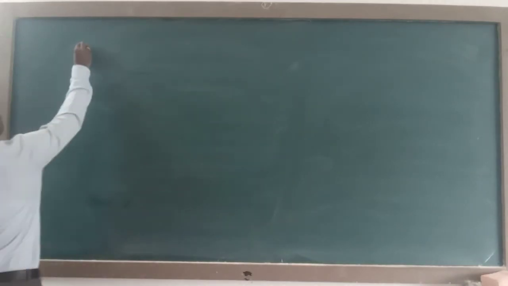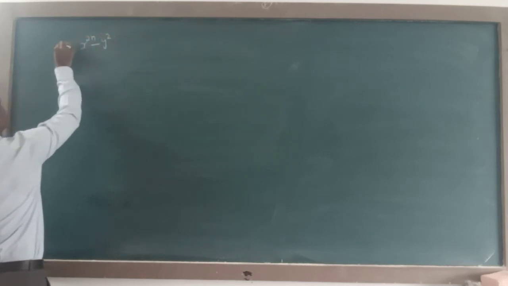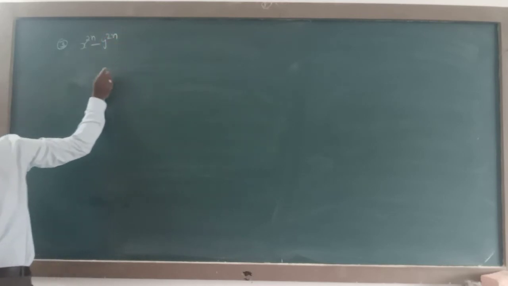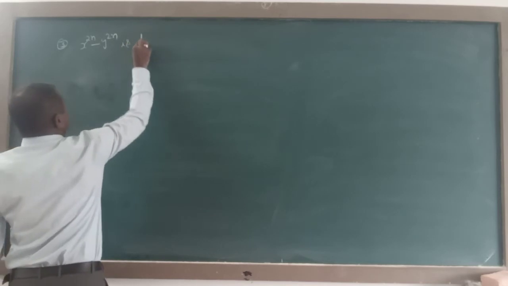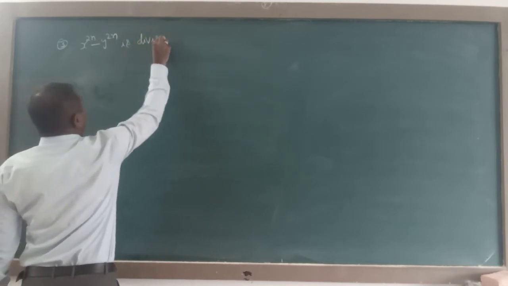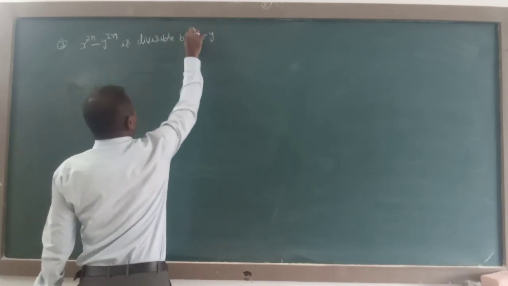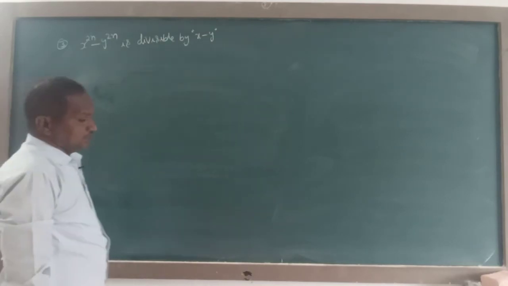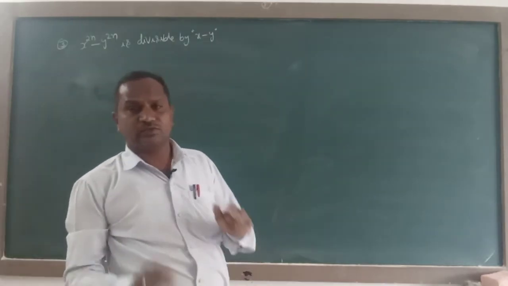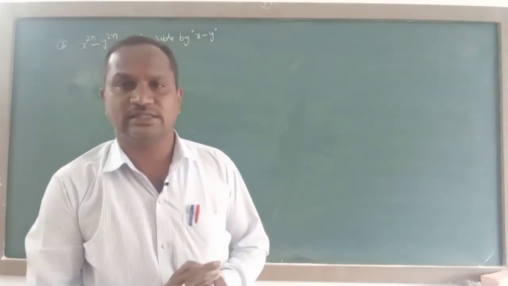Prove by principles of mathematical induction, third question: x to the power of 2n minus y to the power of 2n is divisible by x minus y. Divisible by x minus y means we must get x minus y into something.